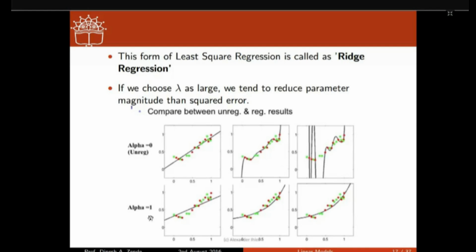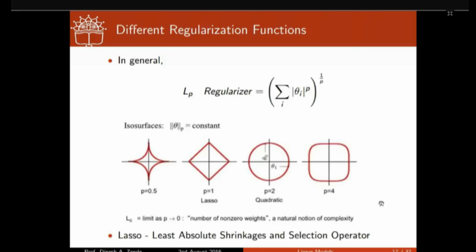But now if you have a regularized version with, say, lambda equal to 1, you take only one portion of the squared norm of that particular theta. So now this is limited to this. Even if you have higher order polynomials, it will not go beyond this. This is the use of regularization. If we choose lambda as large, we tend to reduce parameter magnitude rather than the squared error, so the complexity of the model is reduced. We are not bothering about the errors.